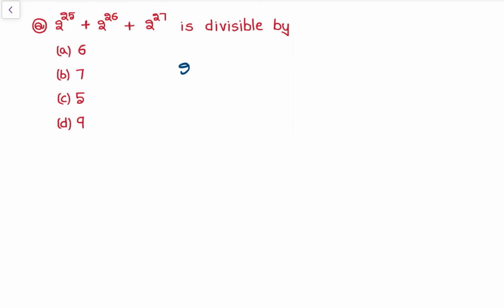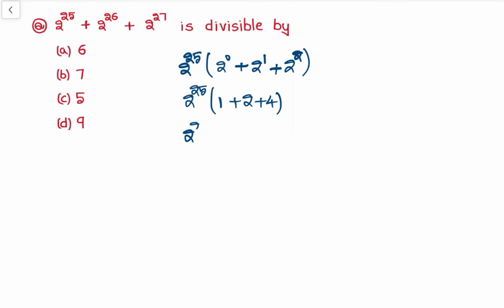See, you can take 2 to the power 25 common from here. So then it would be 2 to the power 0 plus, see, 2 to the power 26 से common लिया, तो it would be 2 to the power 1 plus 2 to the power 2. See, 2 to the power 25 into (1 plus 2 plus 4), that is 2 to the power 25 into 7. So it will be divisible by 7. It will be divisible by 7.